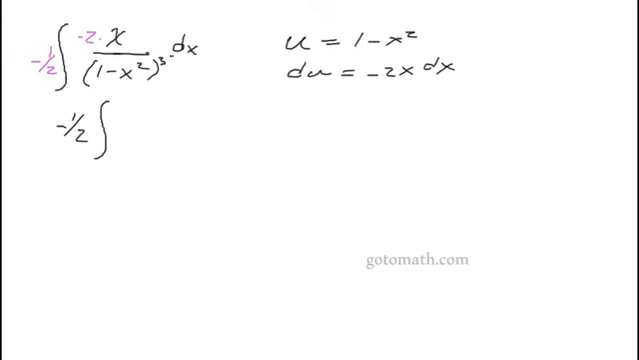So the negative 2x dx gets replaced, and du is going to replace it. But I'm going to go ahead and write that du out here to the side. And then this is 1 minus x squared. Of course, that is our u, and it's raised to the third power.